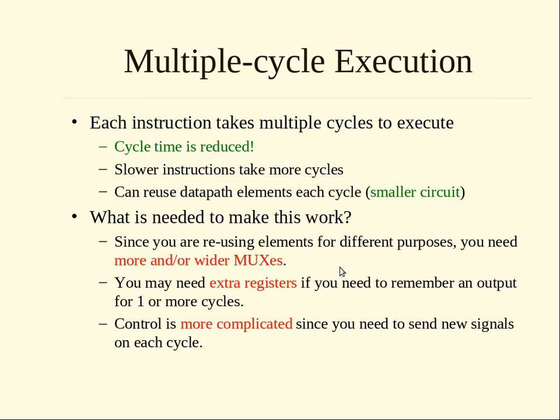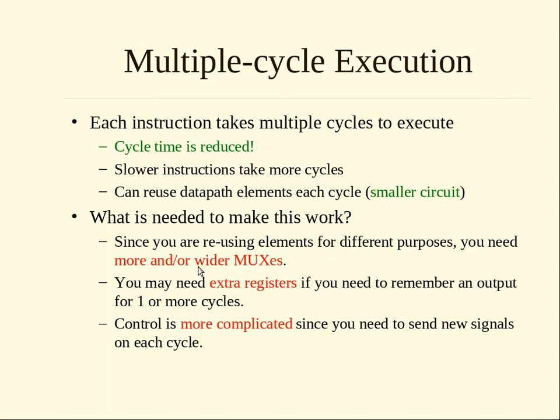So the idea here is, instead of having every single instruction take one whole cycle, we're going to have a multi-cycle execution where every instruction takes multiple cycles to complete. And we're going to divide up what each cycle is doing based on the instruction. So cycle time is greatly reduced because we're going to break up every instruction into multiple cycles. Slower instructions take more cycles, but faster instructions take fewer cycles. That way we can hopefully leverage the fact that add takes fewer cycles, and we can reuse data path elements for a smaller circuit, which would be great.